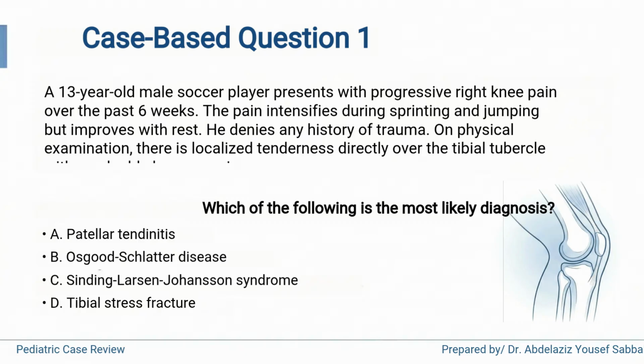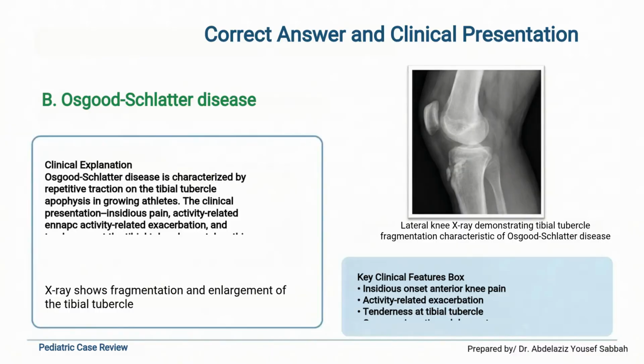Option A, patellar tendinitis. Option B, Osgood-Schlatter disease. Option C, Sinding-Larsen-Johansson syndrome. Option D, tibial stress fracture. The correct answer is option B, Osgood-Schlatter disease.